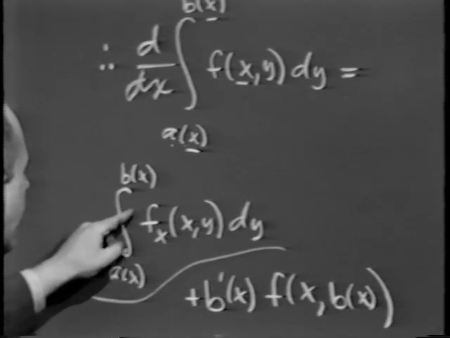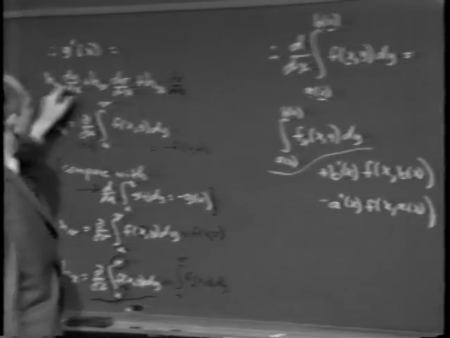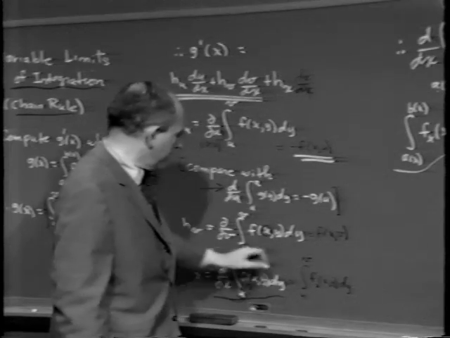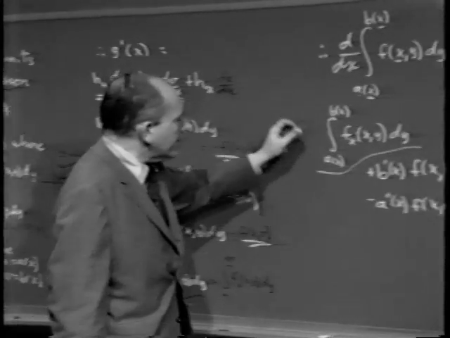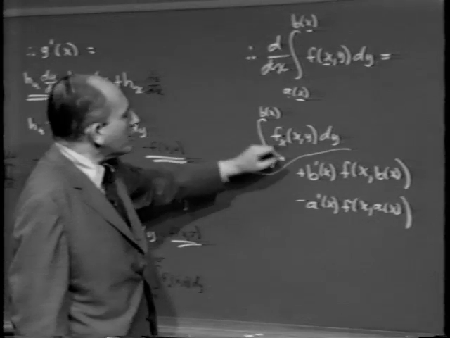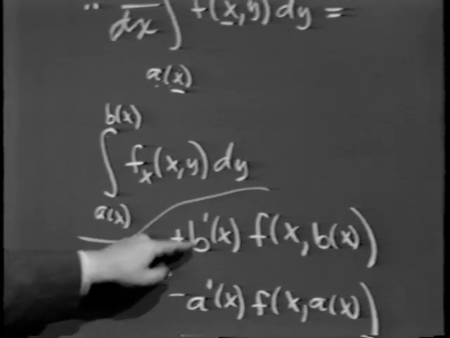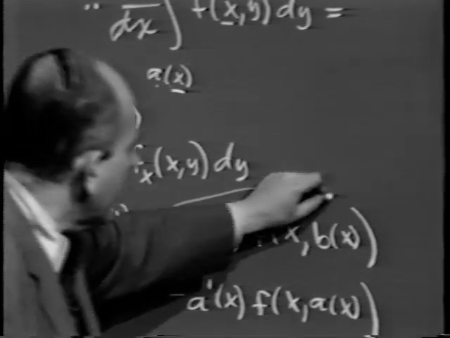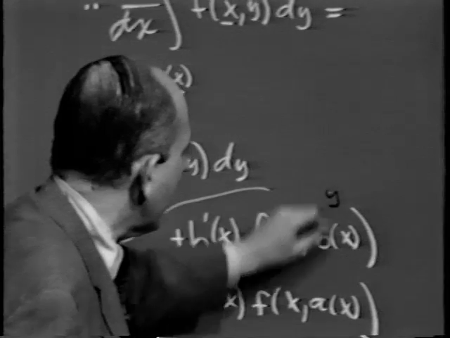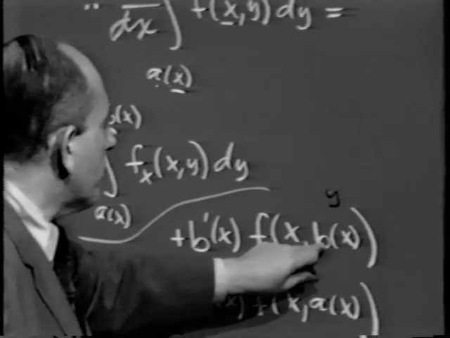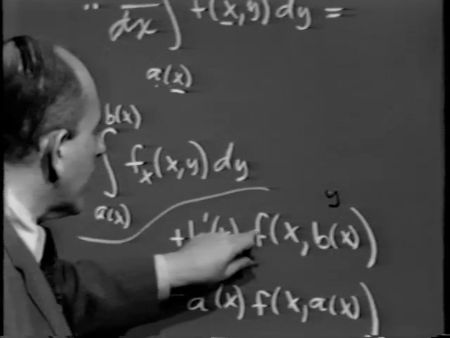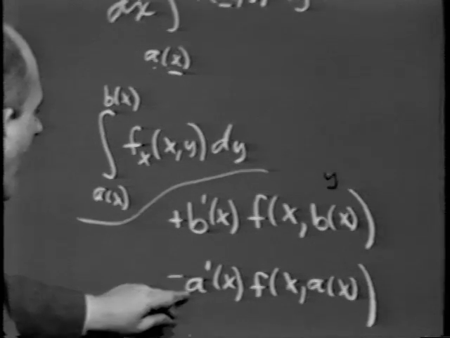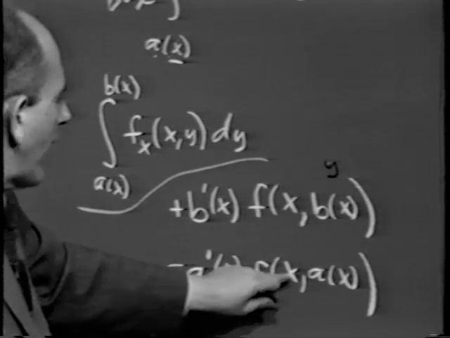What is the correction factor? Again, come back to here. The correction factor is this here, which we've just started to compute. Again, just saying it. If you wrote this term down, to get the correct answer, you'd have to tack on what? b prime of x times f of x comma b of x. That means what you think of y as being over here. For the particular value of x, you replace y by b of x. In other words, you look at f of x comma y, and every place you see a y, replace it by b of x. And then subtract off from that a prime of x times f of x comma a of x.